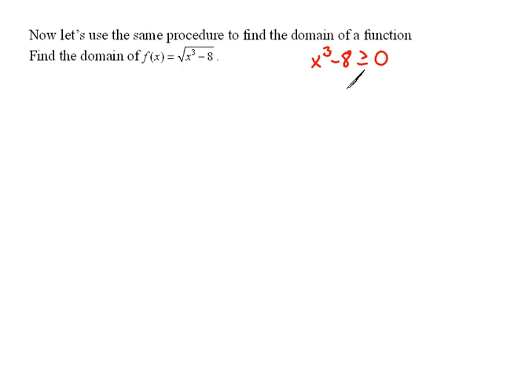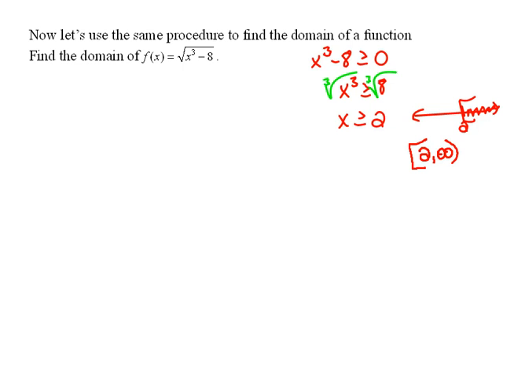So if we add 8 to both sides, we get x cubed is greater than or equal to 8. And then if we take the cube root of both sides to undo the cubing, then we have x is greater than or equal to 2. And then we would have drawn that out on a number line and said, okay, if 2 is here, then that would start at 2 and be everything to the right. So our domain would look like 2 to infinity with a bracket on 2. Now that's what we've done in the past.